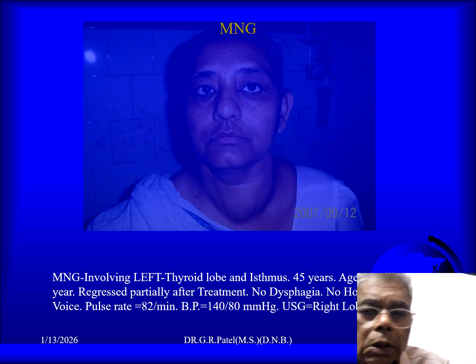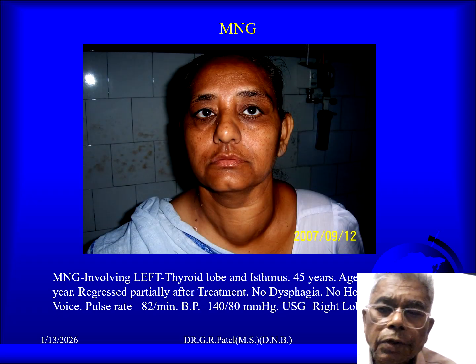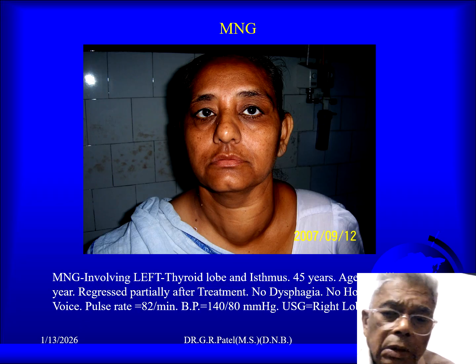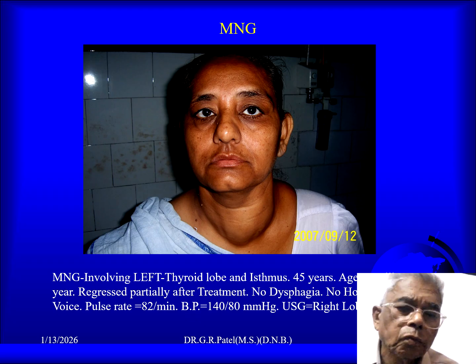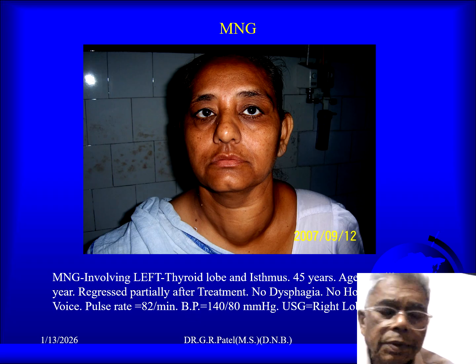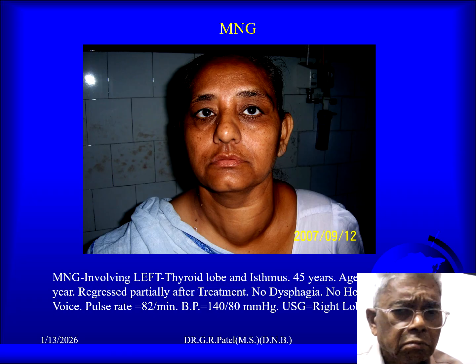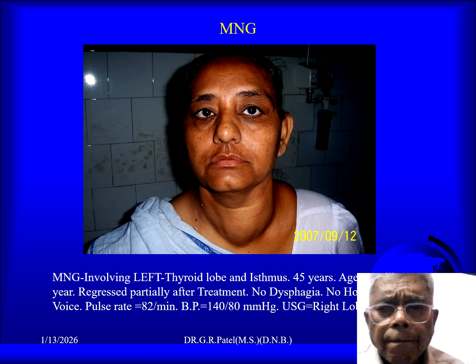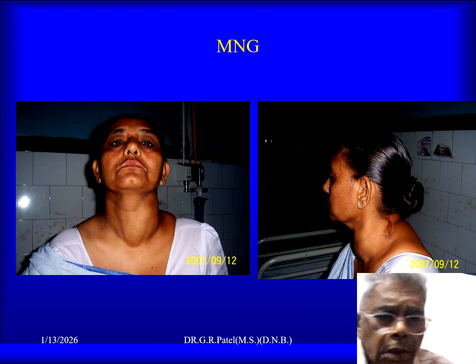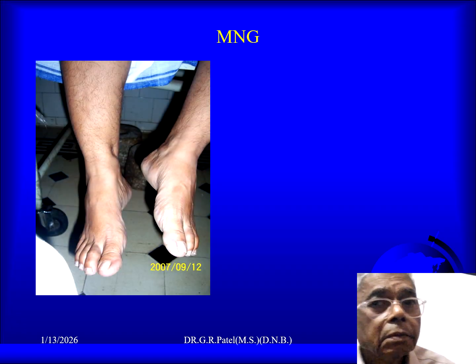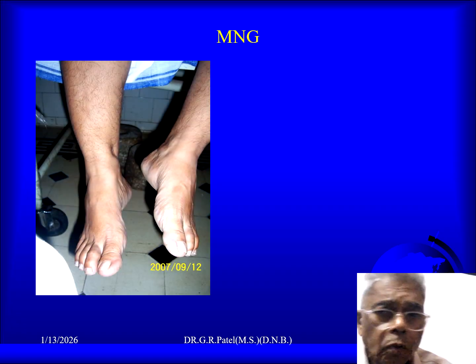Multinodular goiter involving left thyroid lobe and isthmus, 45 years of age, regressed partially after treatment, no dysphagia, no hoarseness of voice, pulse rate 82 per minute, BP 140/80 millimeter of mercury. USG: right lobe normal. Multinodular goiter, same patient. There is pitting edema over lower limbs.